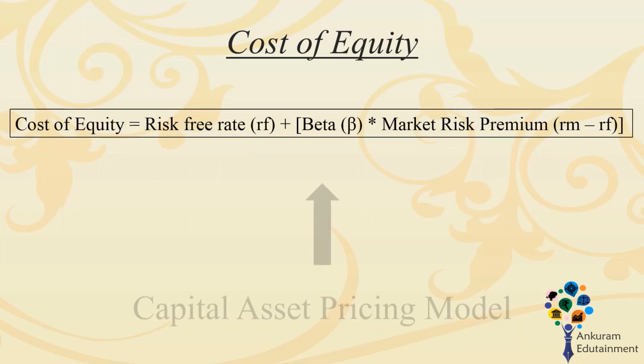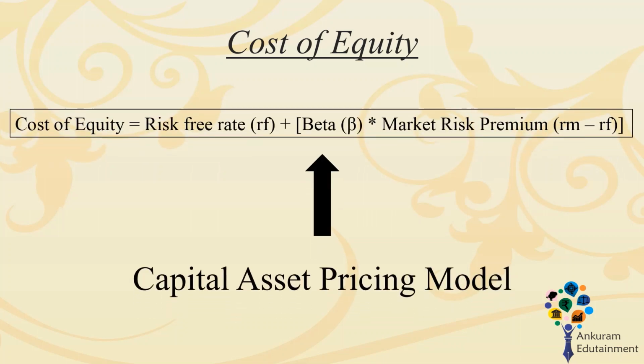Cost of equity can be calculated using various methods. But here I will be explaining you a method which is used by most of the practitioners in investment banking. It is called Capital Asset Pricing Model, also known as CAPM. Now this model suggests that cost of equity is equal to risk-free rate plus beta multiplied by market risk premium. Let me explain you all these components.